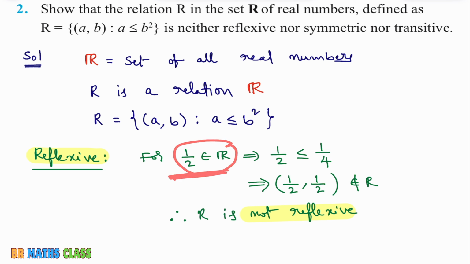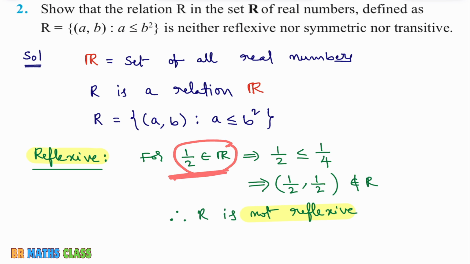So let me take one ordered pair in the relation. I'll take 1 comma 2. Now you need to check whether 1 comma 2 is there in the relation or not. Here 1 is a real number, 2 is a real number. Is this ordered pair satisfying the condition or not? 1 is less than or equal to 2 square. 2 square is 4. Is this true or false? Here 1 is less than 4. Yes, this is true. That means the ordered pair 1 comma 2 belongs to the relation.